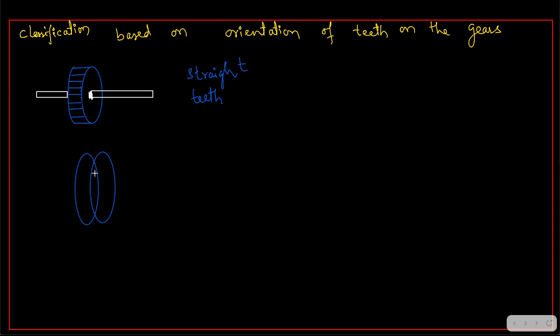Just give me a moment to complete the drawing. Okay, yes. So let's say that this is your gear wheel, and then here you have the teeth a little bit inclined. They are not parallel, sorry, they are inclined to the angle of the shaft. They are not actually parallel to the shaft. These teeth are inclined. Fine. So these are called helical gears.